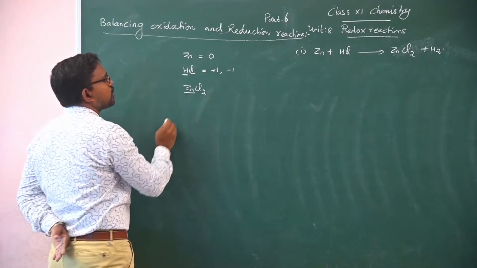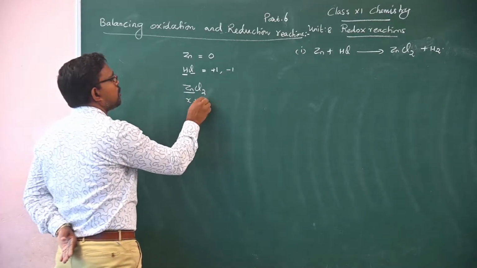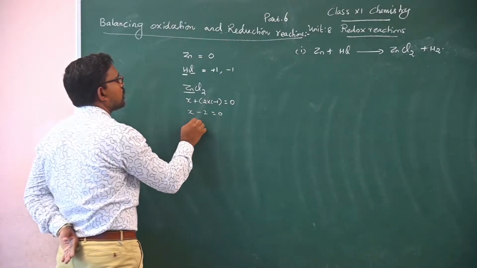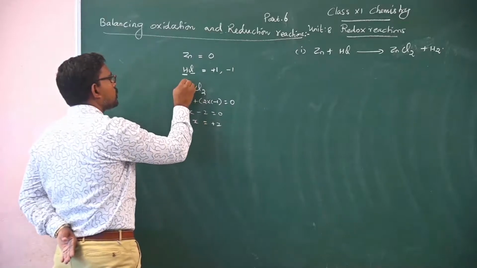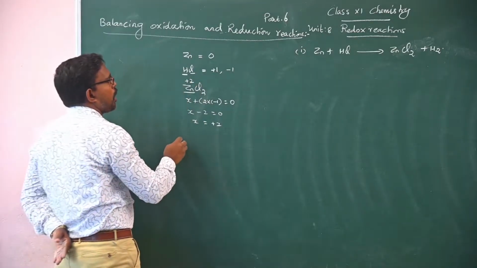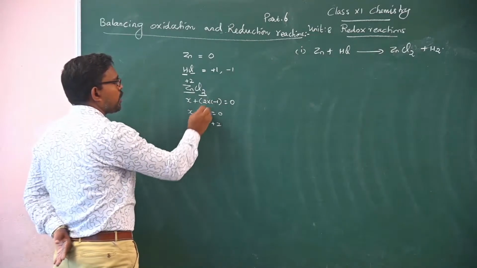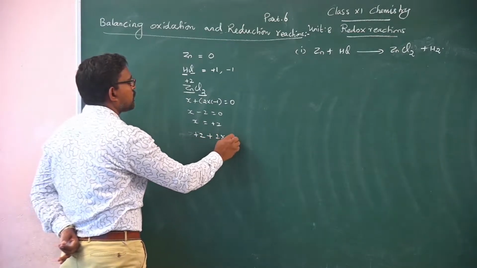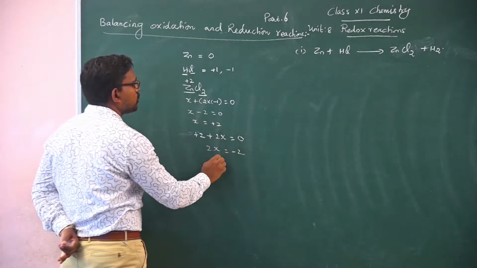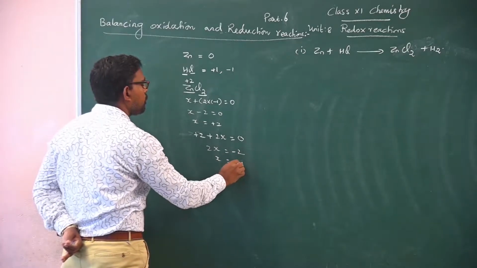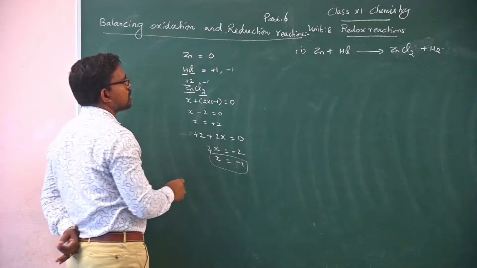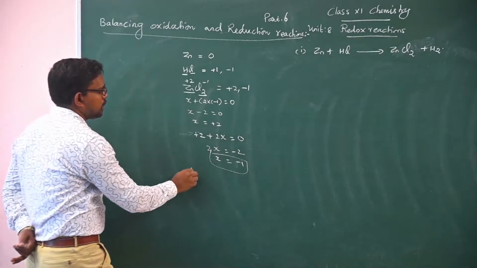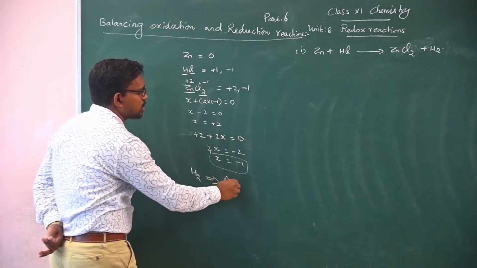Zinc chloride, you find out the oxidation state of zinc: x plus 2 chlorine, 2 into -1, equal to 0. x minus 2 equal to 0, x is equal to +2. So, zinc shows the oxidation state of +2. And chlorine, now you find out the oxidation state of chlorine. So, +2 plus 2x equal to 0, 2x is equal to -2, x is equal to -1. Chlorine shows the oxidation state of -1. So, +2 comma -1. And hydrogen in the molecular state, its oxidation state is 0.